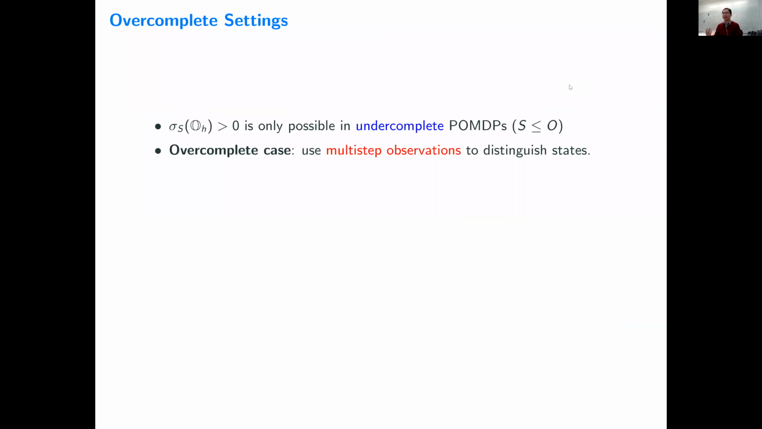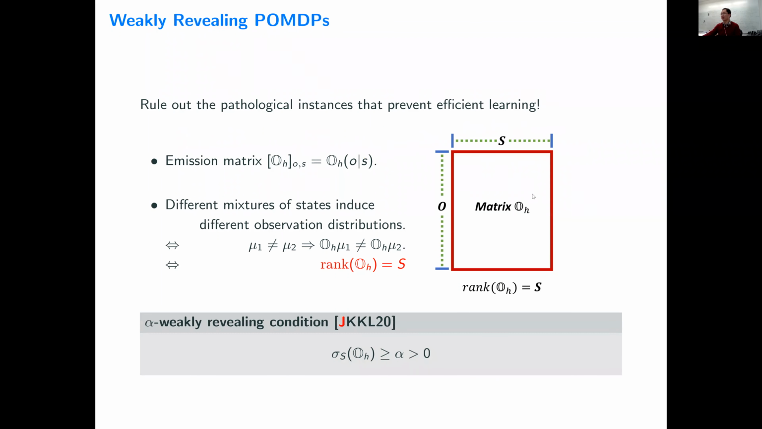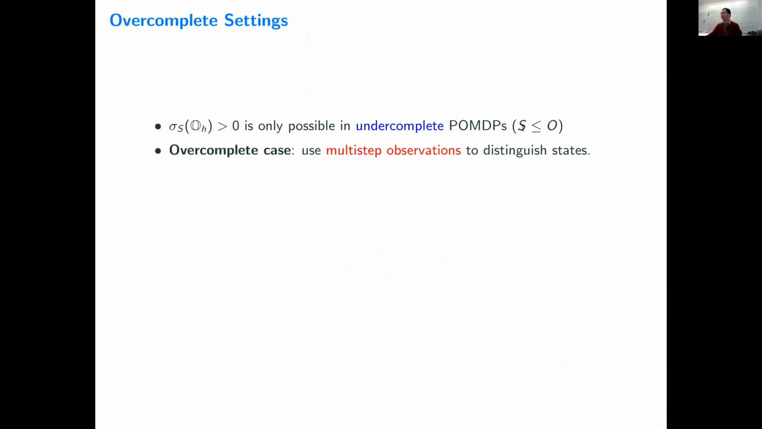For people who are very familiar with matrices, they will immediately spot a problem. It says the S-th singular value of the emission matrix is greater than 0. This is only possible if this matrix is a tall matrix, in the sense that the number of observations is greater than the number of states. However, there are a lot of POMDP scenarios where we have very few observations but a very high number of states. This is called the overcomplete POMDP setting, while when S is smaller than O it is called undercomplete. So the previous definition only applies to undercomplete POMDPs.